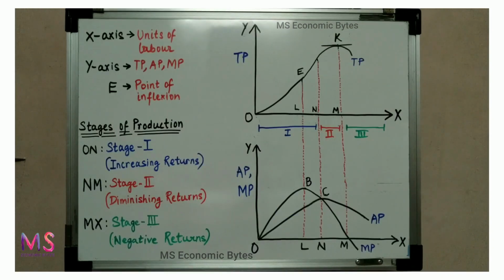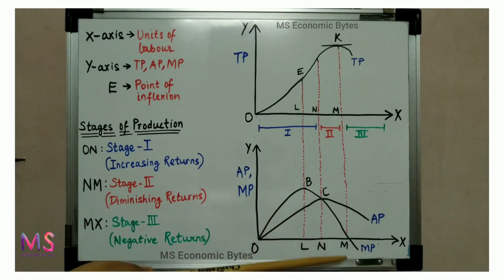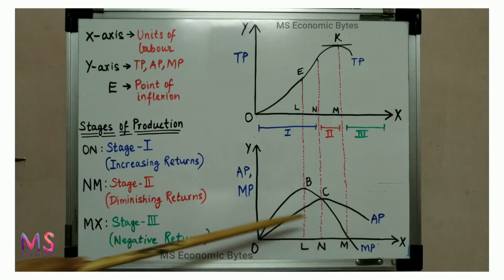This is the diagrammatic representation of law of variable proportion. As we can see, the x-axis represents the units of labor employed. And the y-axis represents total product, average product and marginal product. Here we see there are 2 different diagrams, but they're actually the same. In order to avoid any kind of clumsiness and for a better understanding, they have been shown in two different diagrams. This is the total product curve. This one is the marginal product curve, and this one is the average product curve.